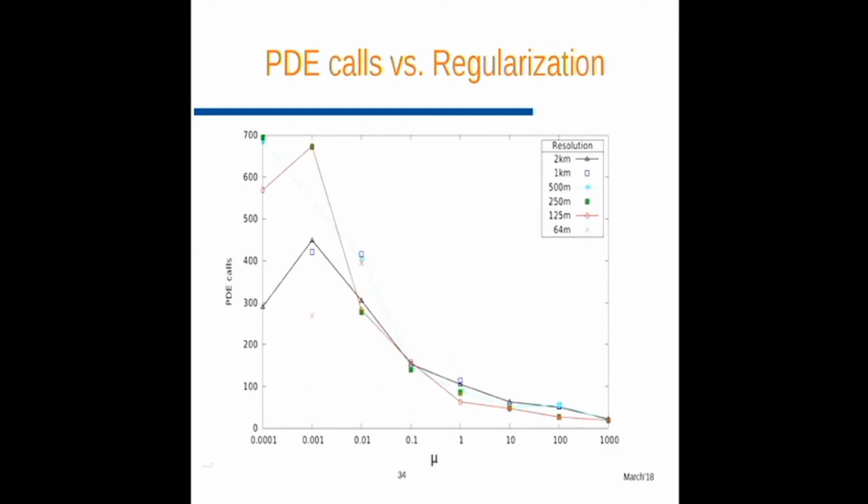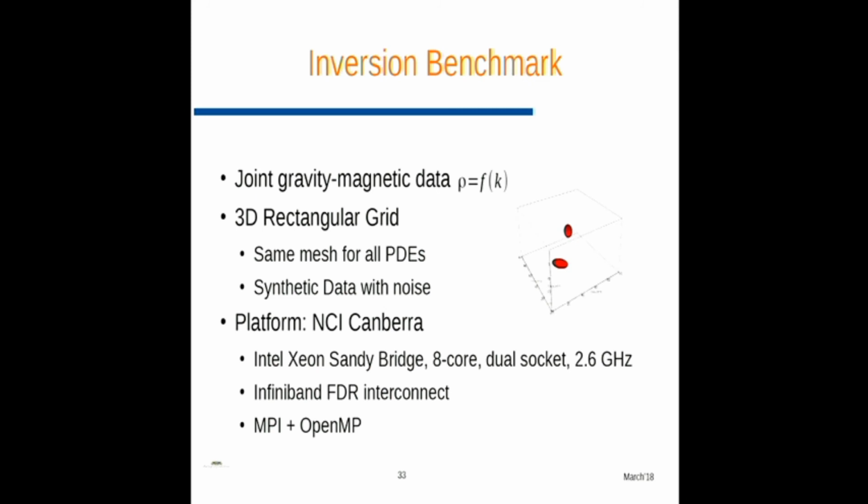Yeah, so this is just to highlight this a little bit, this is a benchmark we did on the NCI computer in Canberra. This is a very simple test case, and I'm coming to joint inversion now, because this is a case where we get gravity and magnetic joint inversion, but we assumed here that there is a functional relationship between density and susceptibility. So we're solving here 2 forward problems, 2 inversion problems at the same time.